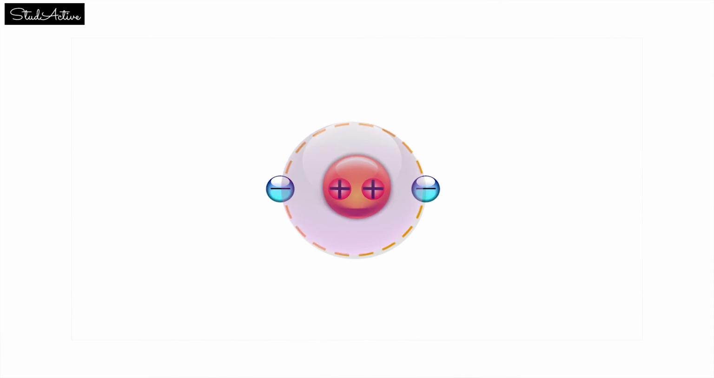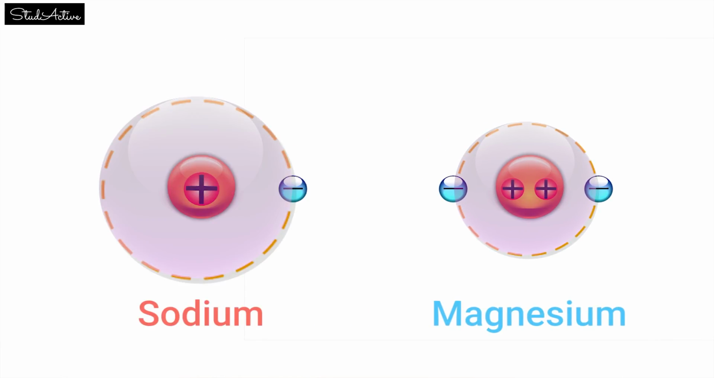Hence, the pull of the nucleus on the electrons of magnesium in the outermost shell will be greater as compared to the pull of the nucleus of sodium. As sodium has only 1 electron, while magnesium has 2 electrons, hence there will be a greater pull of the nucleus. So the size of magnesium would shrink as compared to sodium.